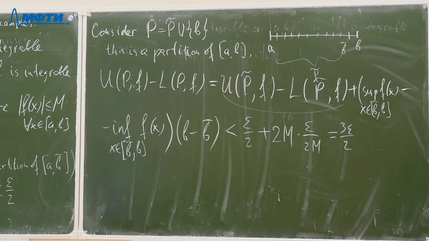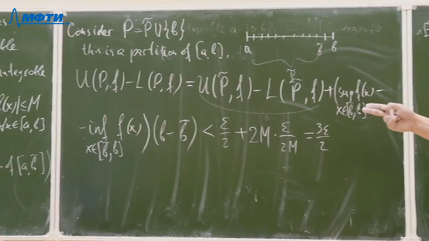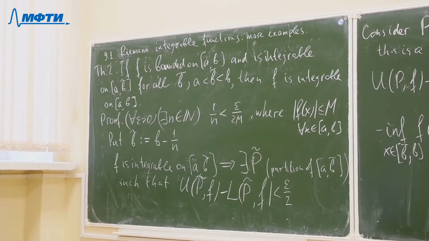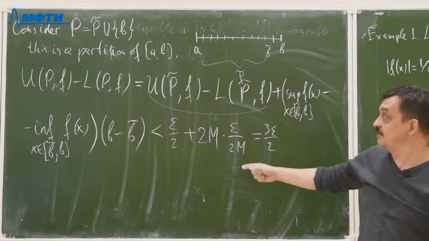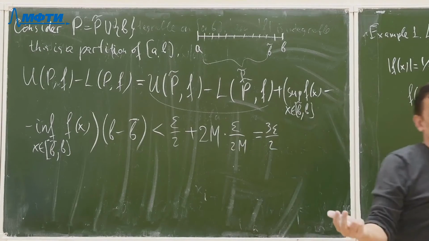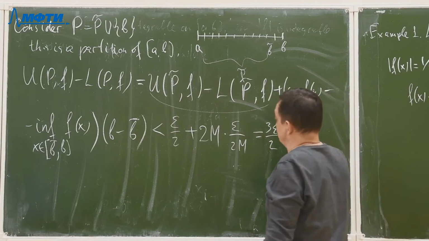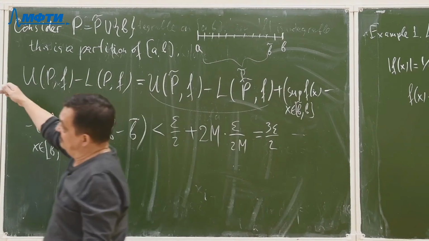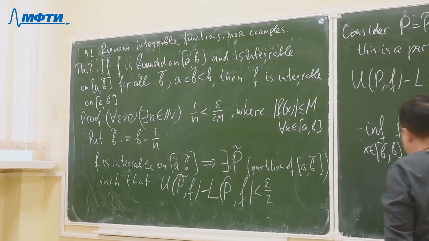So you see, we took arbitrary epsilon greater than 0. We found a partition of interval [a, b] such that the difference between upper and lower sums is less than an arbitrarily small number. Hence, the function f is integrable over interval [a, b] as we wanted. Corollary, where it works.